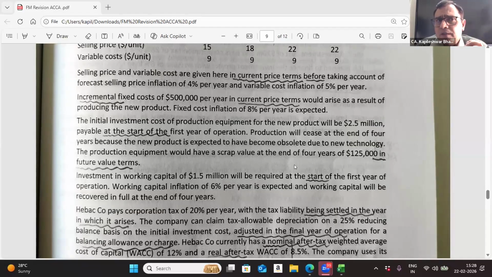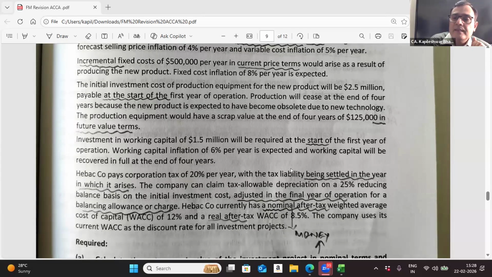So is this 1,25,000 MCF or RCF? It very clearly says that it is in future value terms. So is this supposed to be MCF or RCF in amount? So what do you say, MCF or RCF? It says in future value terms. That's right, it is MCF in amount.